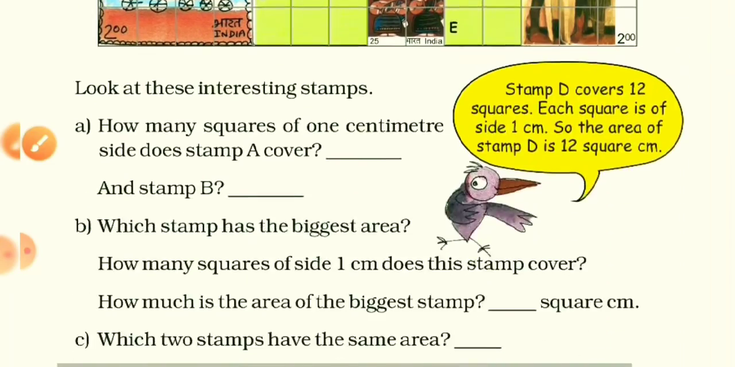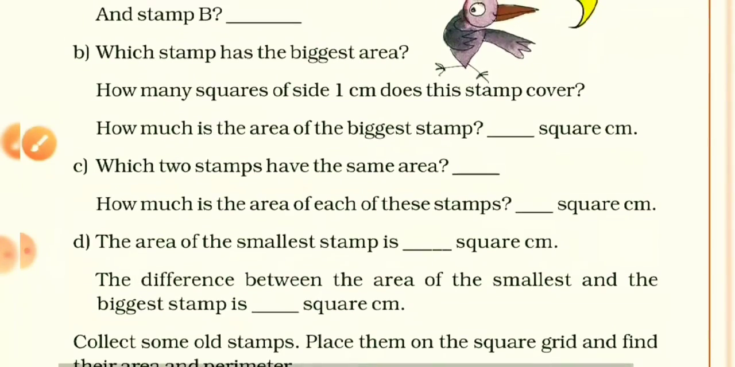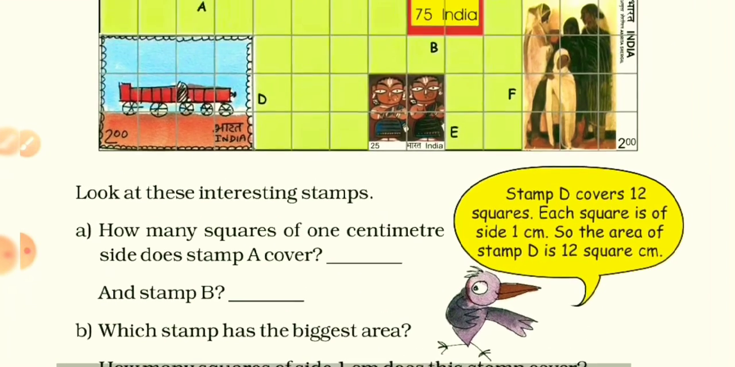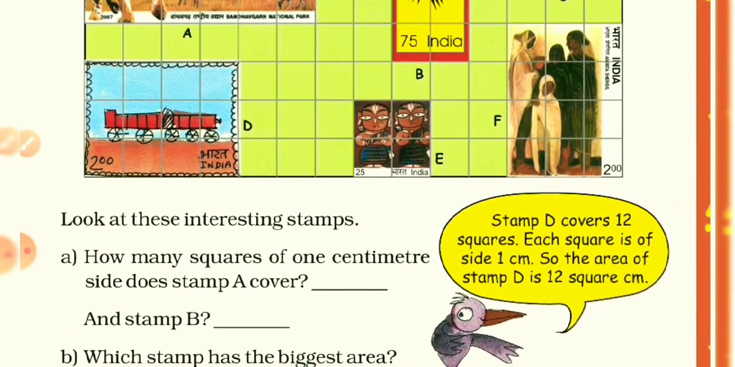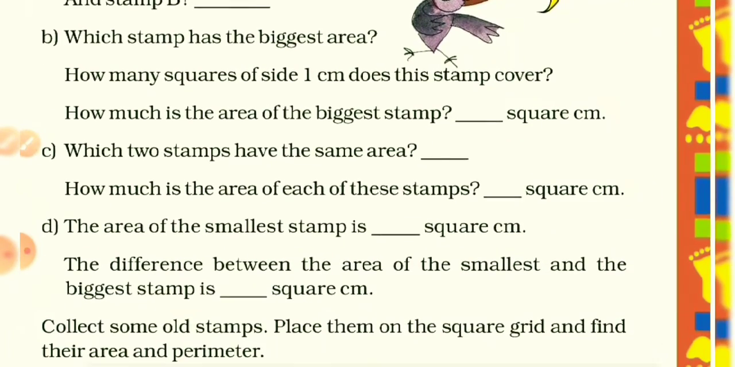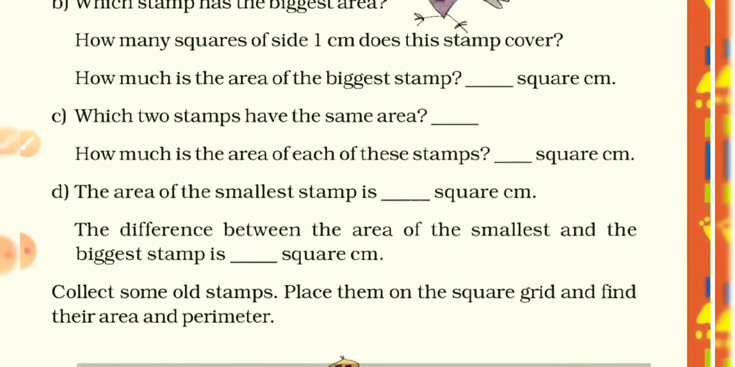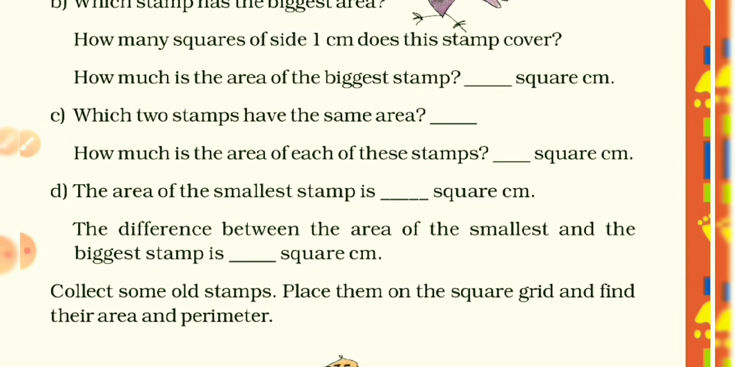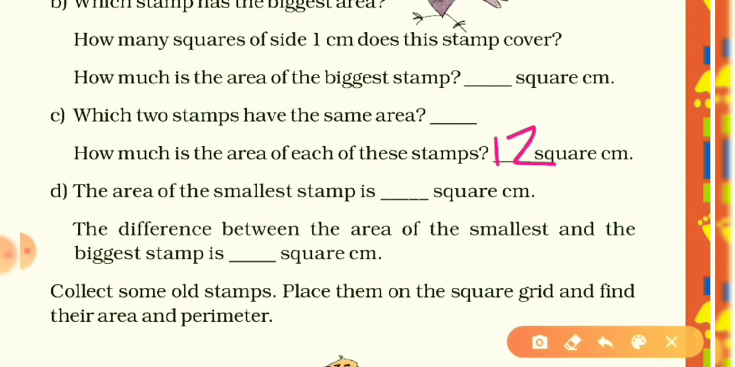So now come to the question. Now B is clear. Now see, which two stamps have the same area? Yes, some time ago I told you that D and F have the same area. And now next question, how much is the area of each of these stamp tickets? So you can write 12 square centimeter.